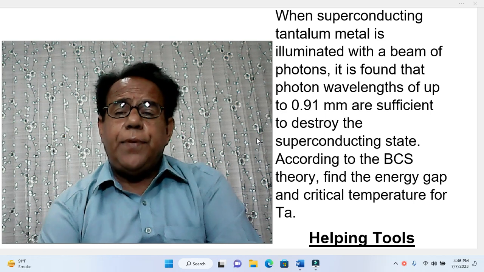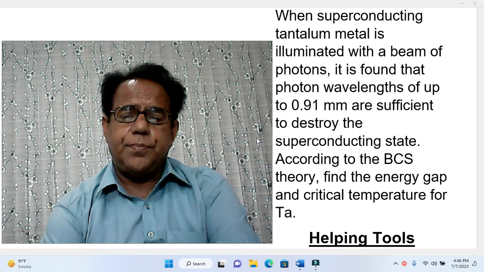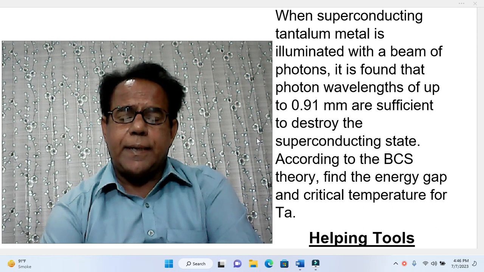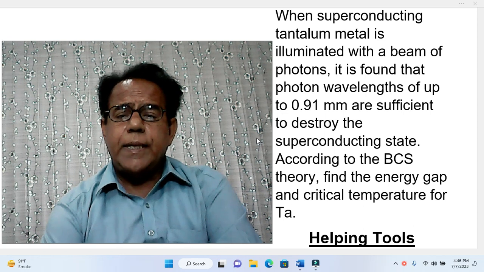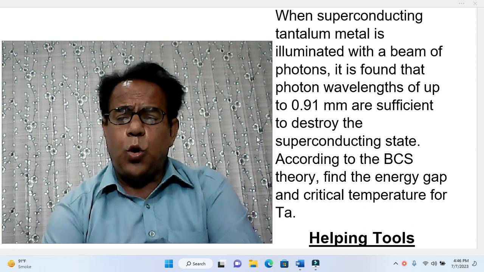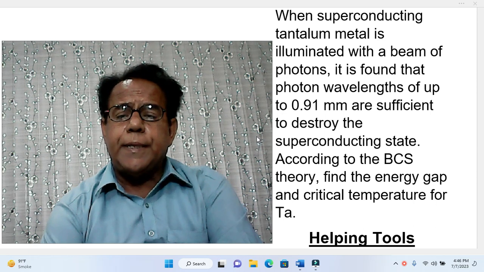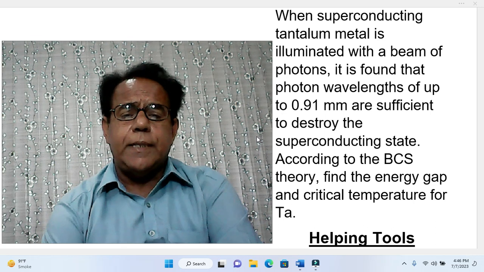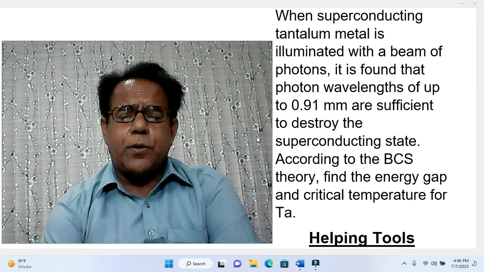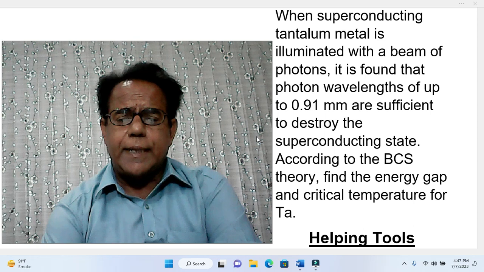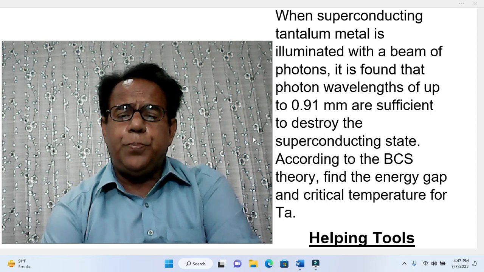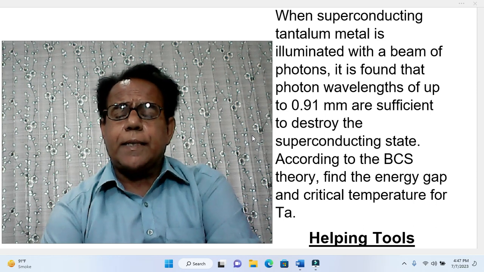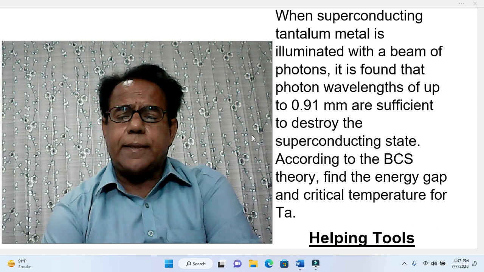Its statement is: when superconducting tantalum metal is illuminated with a beam of photons, it is found that photon wavelengths of up to 0.91 millimeter (milli stands for 10 to power minus 3, micro 10 to power minus 6, nano 10 to power minus 9) are sufficient to destroy the superconducting state. That is, it is the minimum energy required to do this task.